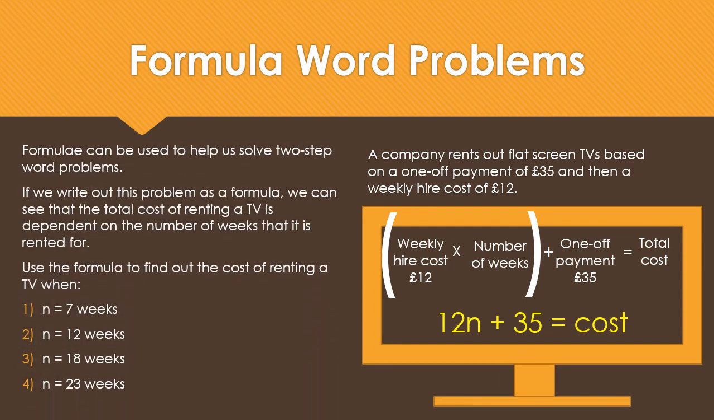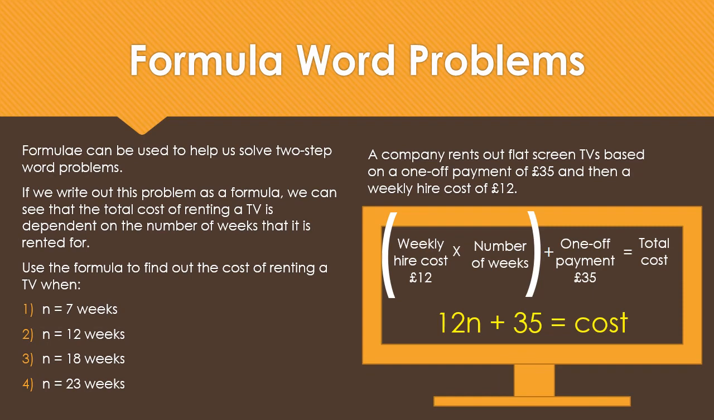And then let's have a go at using this formula to help us solve a two-step word problem. If we write out this problem as a formula, we can see that the total cost of renting a TV depends on however many weeks you want to rent it for. So I'd like you to imagine you went into the shop and you said, actually, I want to hire this television for 7 weeks. Remember, you have to pay that one-off charge just for taking it anyway. And that one-off charge would cover any damage done to the television. So that one's there as a backup for the shop. And then you pay the rent, the hire charge.